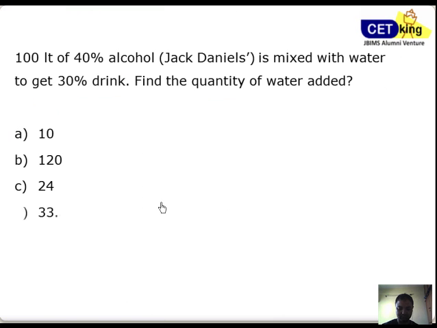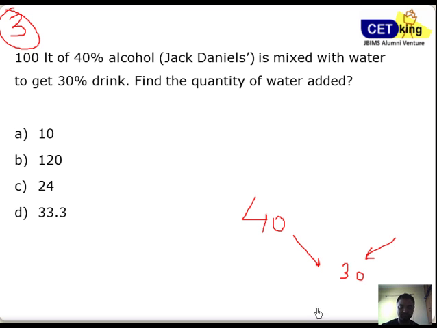Okay, let's see the next question. If I add 100 liters of Jack Daniels, which is 40% alcohol, with water, to get a 30% mixture, find the quantity of water added.